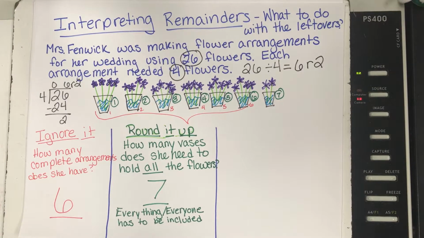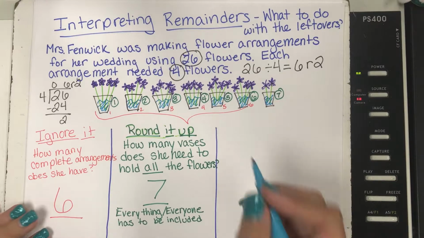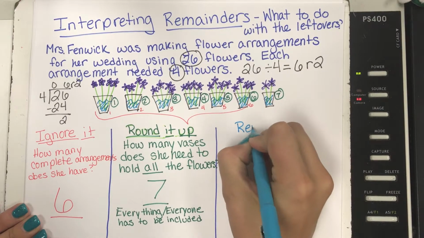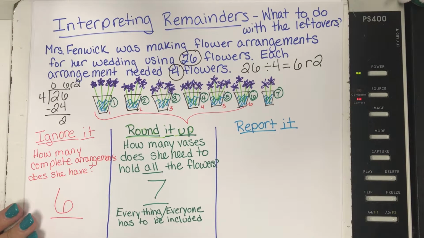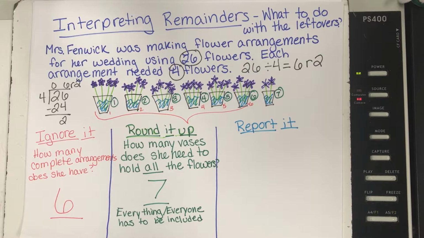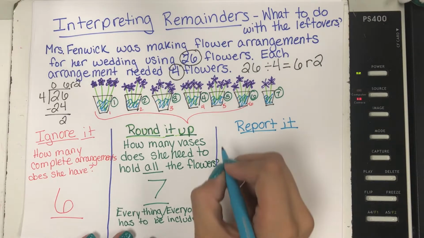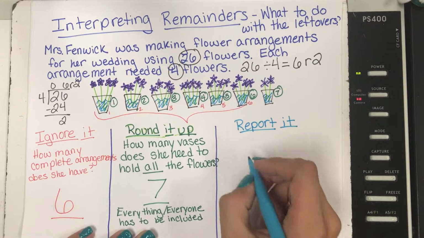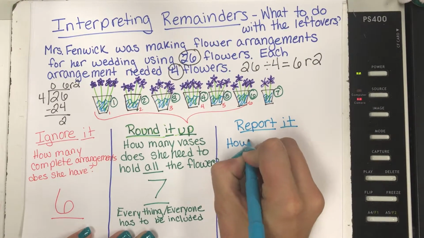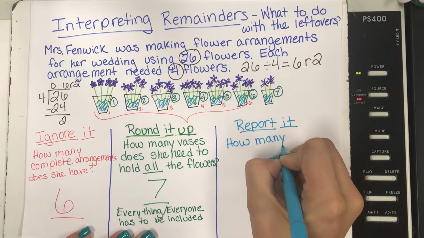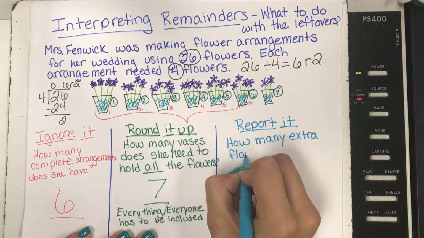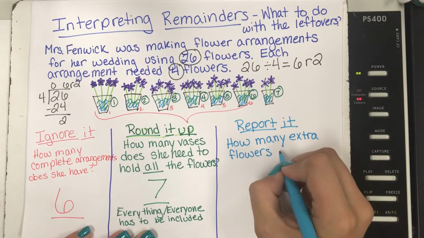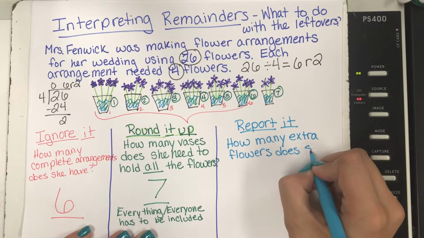The last thing that you can do with your remainders is to report it. Another thing that you might see, someone might say focus on it. That's your answer. So an example question would be, how many extra flowers does she have?